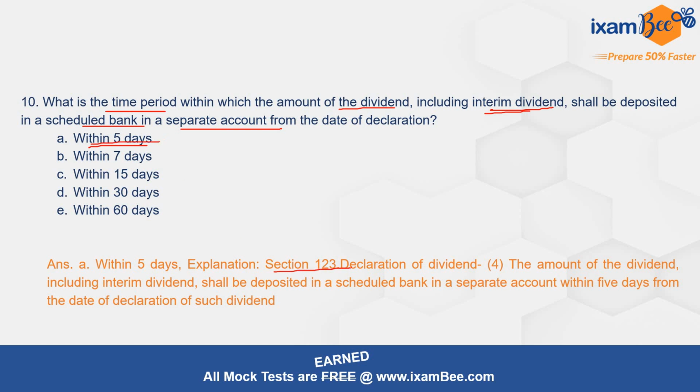So section 123 talks about this under subsection 4, that the amount of the dividend including interim dividend be deposited in the scheduled bank in a separate account within 5 days from the date of declaration of such dividend. So with this we come to an end to our discussion with respect to the various MCQs relating to deposits and dividend.